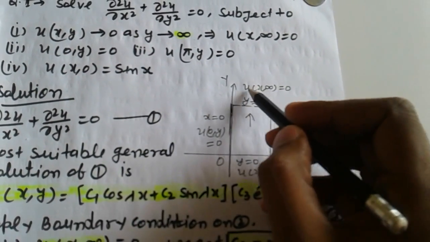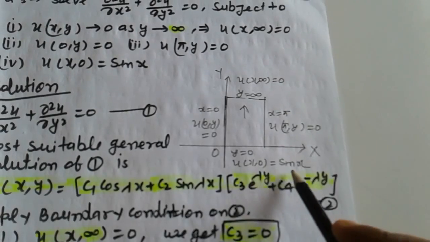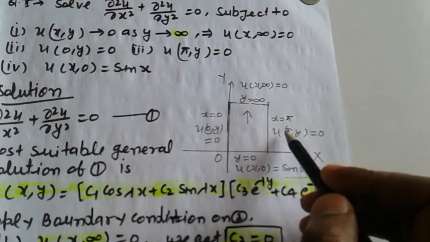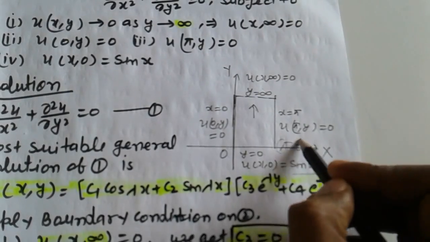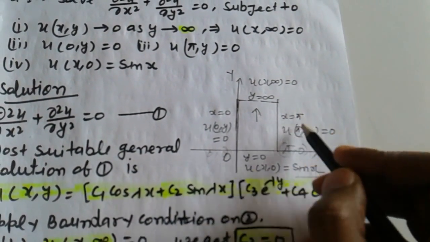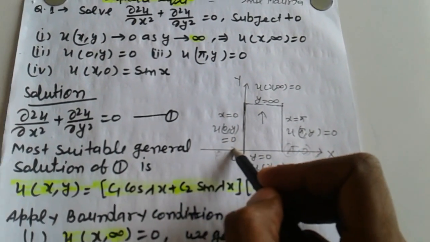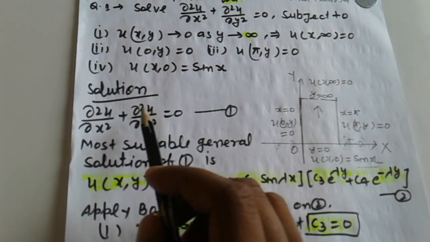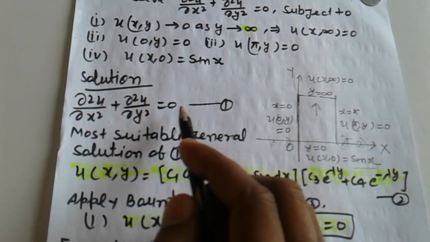Here y tending to infinity, u(x, 0) = sin x, and here this is the coordinate (pi, 0), that is x equal to pi, so u(pi, y) = 0 and u(0, y) = 0. So the solution of the Laplace equation is del squared u by del x squared plus del squared u by del y squared equal to 0.